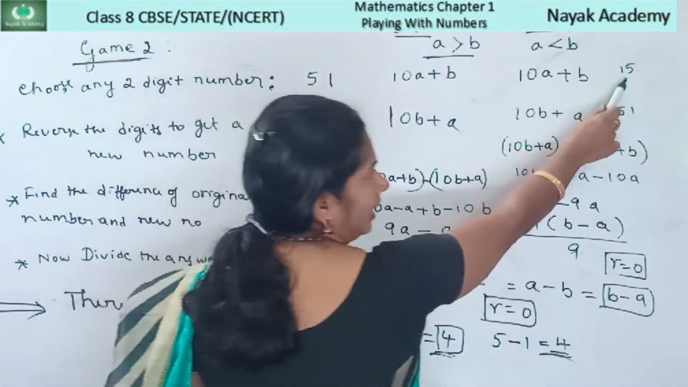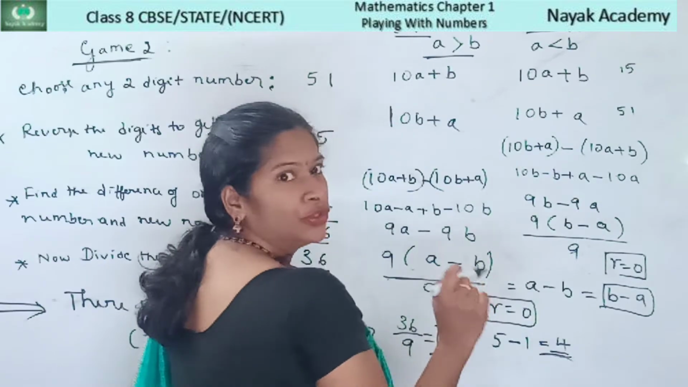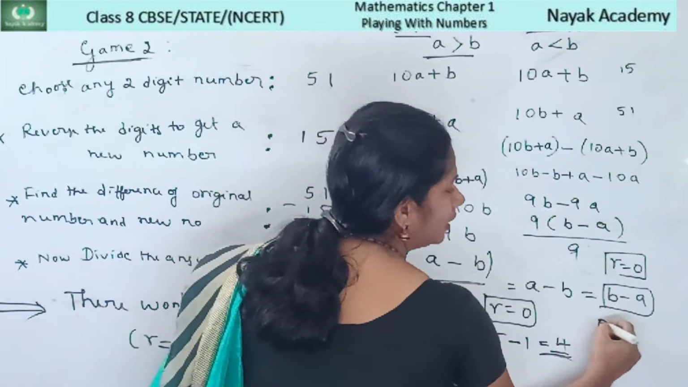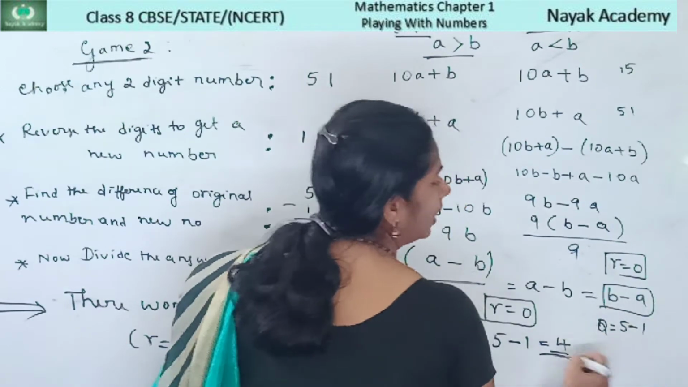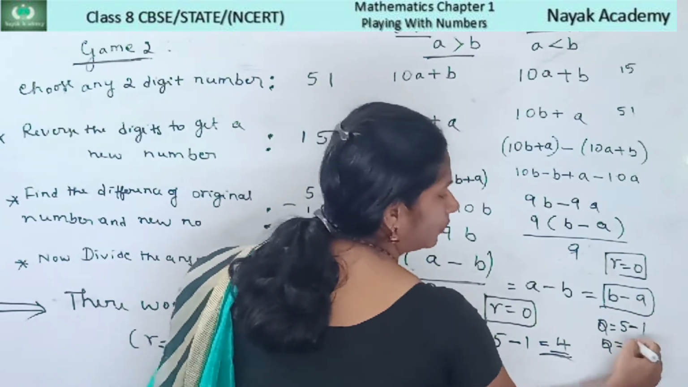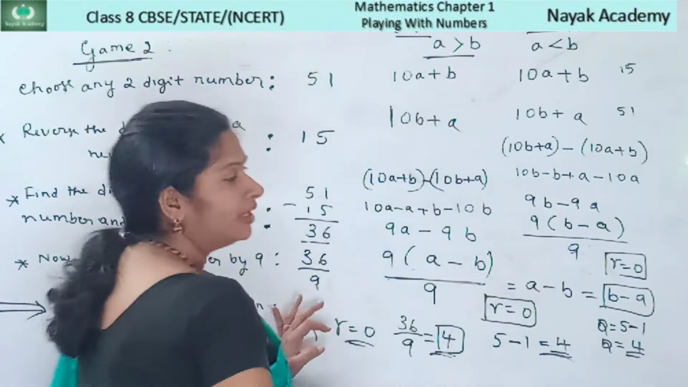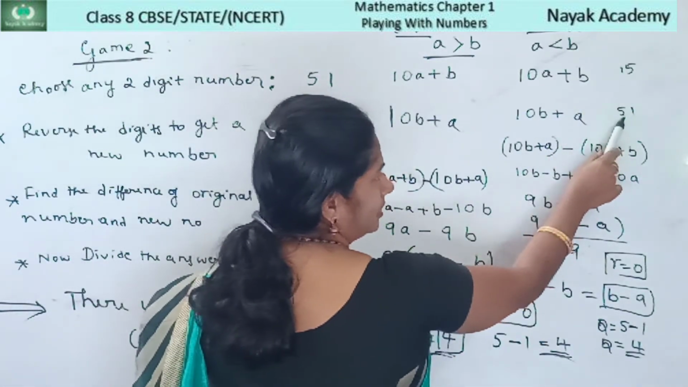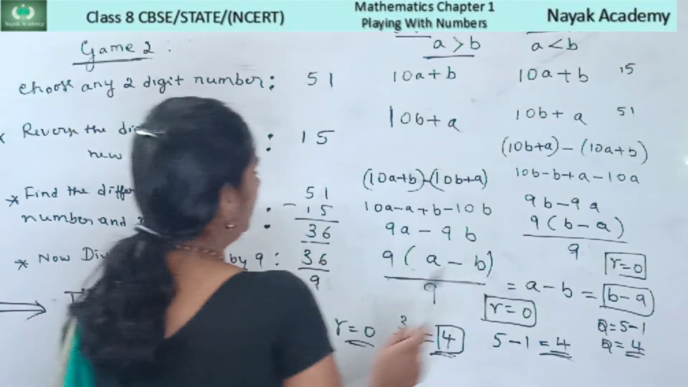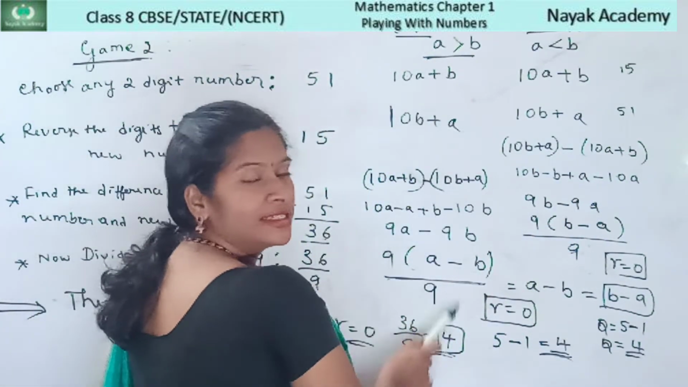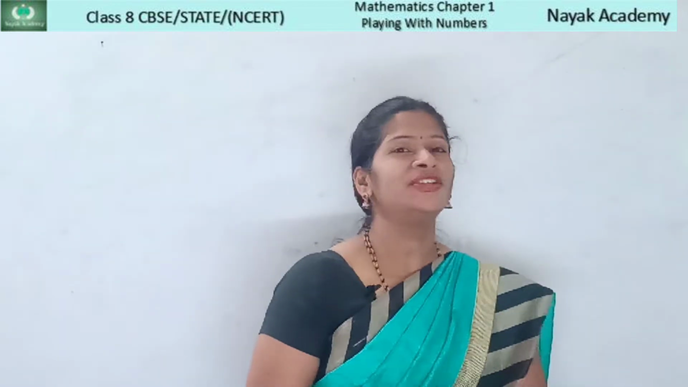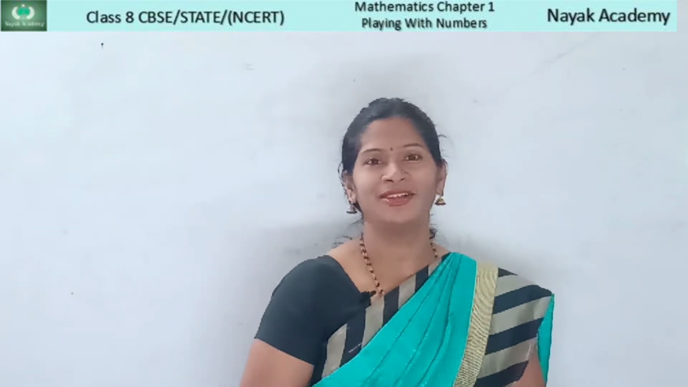If you take the number as 15, the quotient you will get is 5 minus 1, b as 5. So the quotient is 5 minus 1, which is 4. Let us check, children. So what is the answer we will get? 15 plus 51 is 66... rather, as in the video, the sum is divided by 9 and the result is 4. Like this you can play the game for 3-digit numbers also.